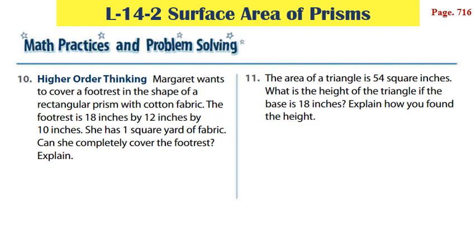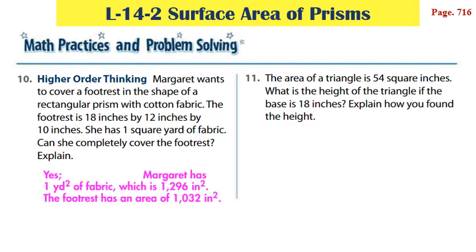Again. Margaret wants to cover a footrest in the shape of a rectangular prism with cotton fabric. The footrest is 18 inches by 12 inches by 10 inches. She has 1 square yard of fabric. Can she completely cover the footrest? Explain. 1 square yard of fabric is 1,296 square inches. The footrest has an area of 1,032 square inches. Okay, who is going to explain the answer?